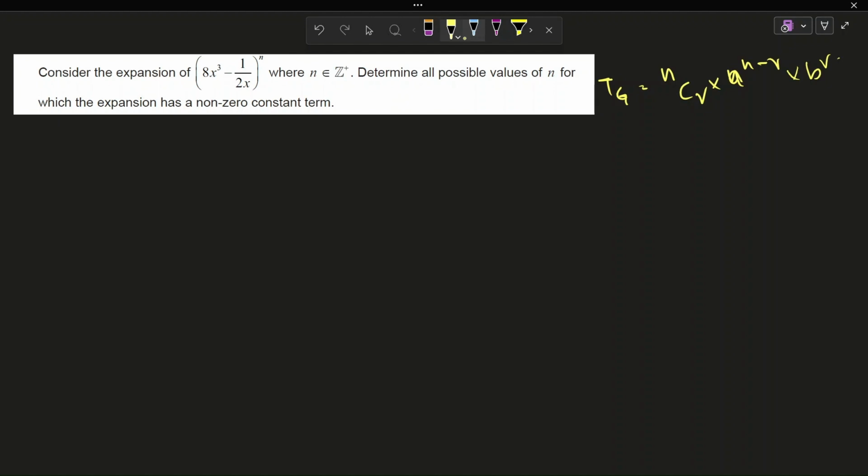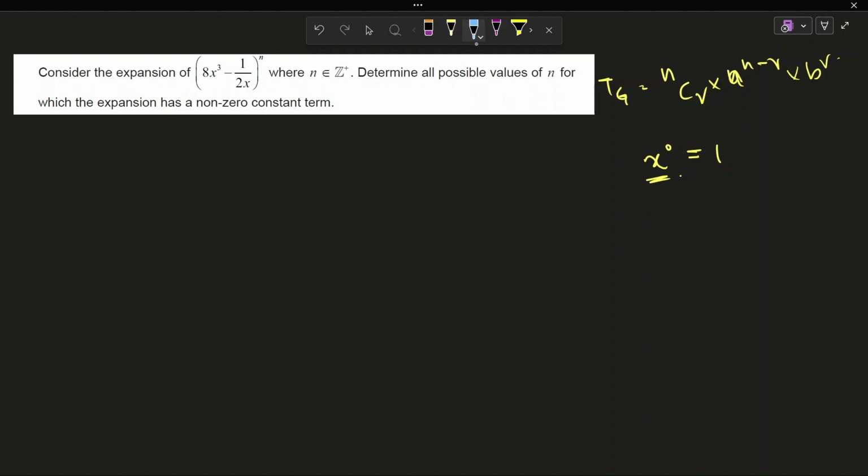And notice that they say non-zero constant term. So let's break it down. The expansion has a non-zero constant term, acknowledging its existence. A non-zero constant term, meaning that it's not zero, and a constant term is always the term which has x to the power 0. Got it? Done. So since x to the power 0 is just equal to 1, they're just asking for a term without x. That's it.